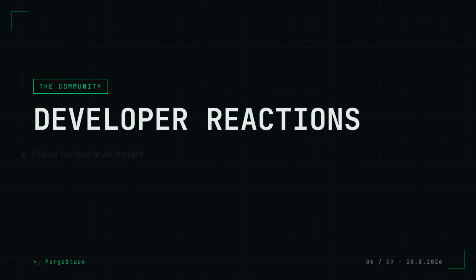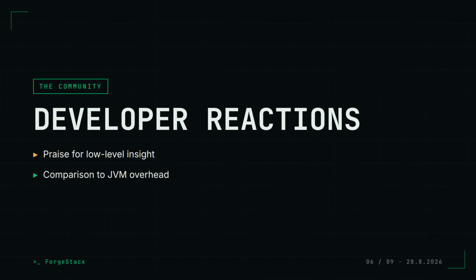The post sparked a lively discussion on Reddit. Developers praised the low-level insight. Many pointed out how underrated Rust is for this kind of work. One commenter noted that boxing enum variants is a common pattern. They mentioned that there is even a Clippy lint for it. This lint helps catch this issue early.